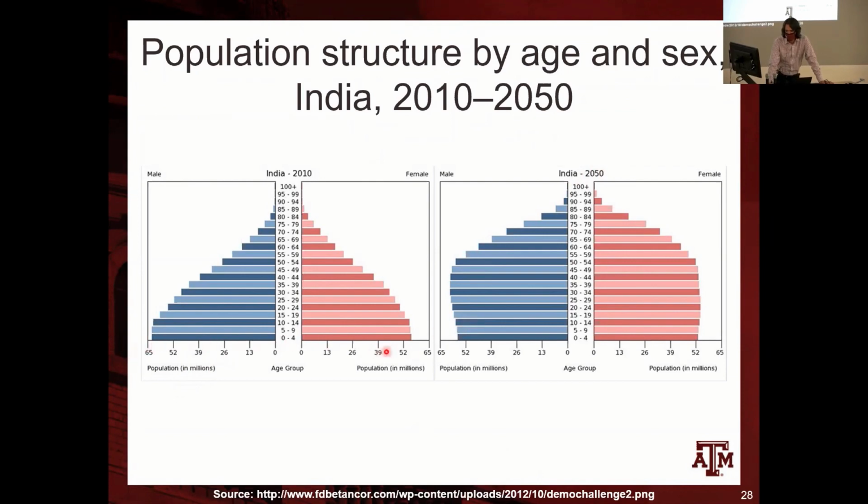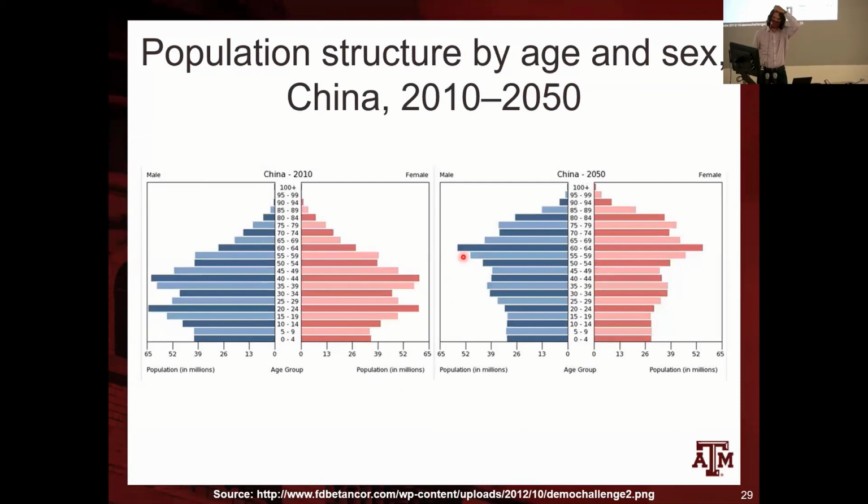And the horizontal axis here is in millions. So here we have around 55 million girls between 0 and 4 years of age, okay? But also, with the decline in fertility and improvements in mortality, more people start to live to older ages.